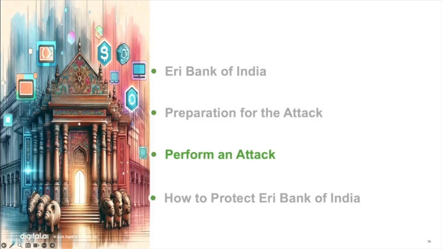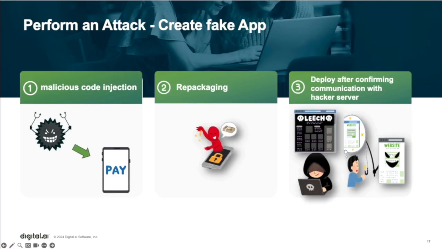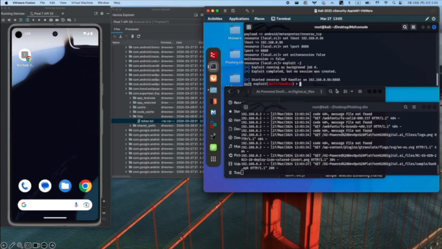So how do we steal the token and perform the attack? In order to steal the token, I've created malware, injected it into the banking app, and repackaged this as a fake app. I will use this phishing site to deliver this app to my victims. So, the server on the right is the hacker server, and it is listening, and we will redirect it to the fake app.